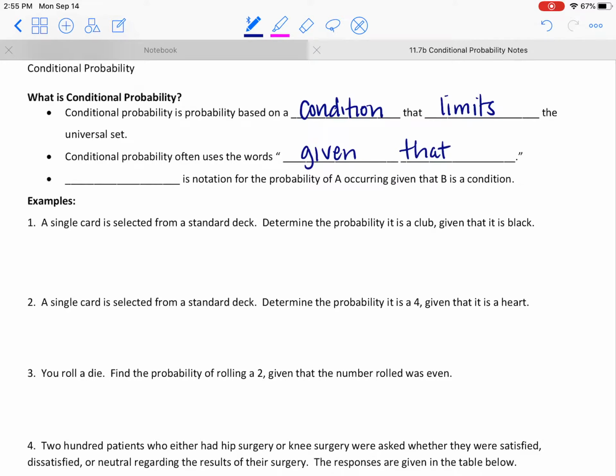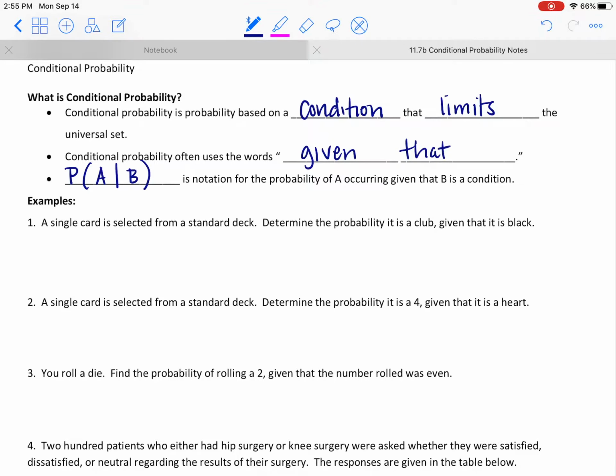And there's notation for this. The probability of A occurring given that B is some condition, or that B has occurred, looks like this. What is the probability of A given that B is a condition? That's the little line in between there. We use that in set builder notation, do you remember? We say A such that B. This is a similar concept here. So what's the probability of A such that B has already happened? In this case, B is our condition.